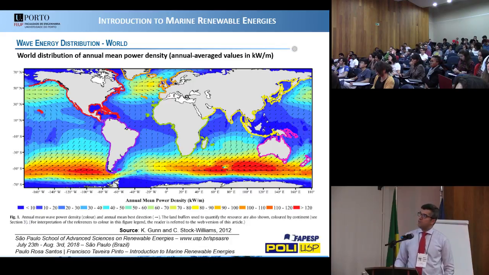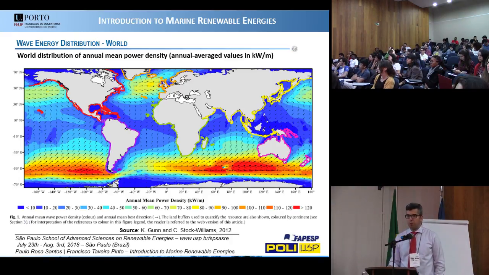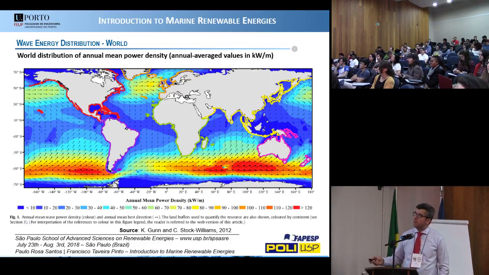So you can see that different parts of the world have different types of resource. For instance, here around Portugal, we have in medium terms about 40 kilowatts per meter of wavefront. There are some regions here nearby Australia with a huge resource. In Brazil, well, you have not much, but a reasonable value. Okay, so different parts of the world have different resource levels.